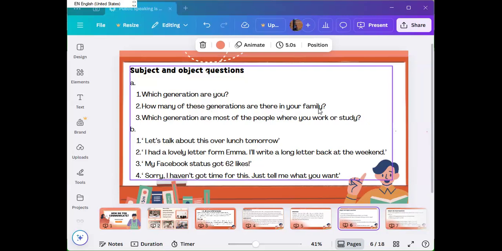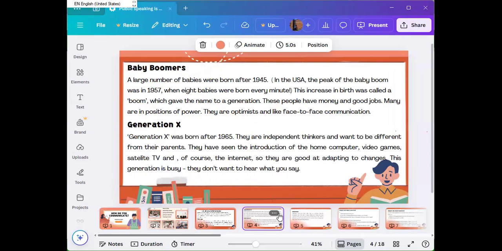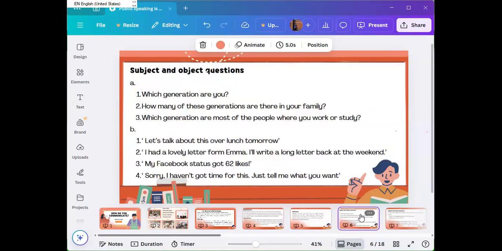In my family, let me check. Starting from Generation X, Millennials, and Gen Z in my family. What about in your family? How many generations are there in your family? I have 3 generations in my family.